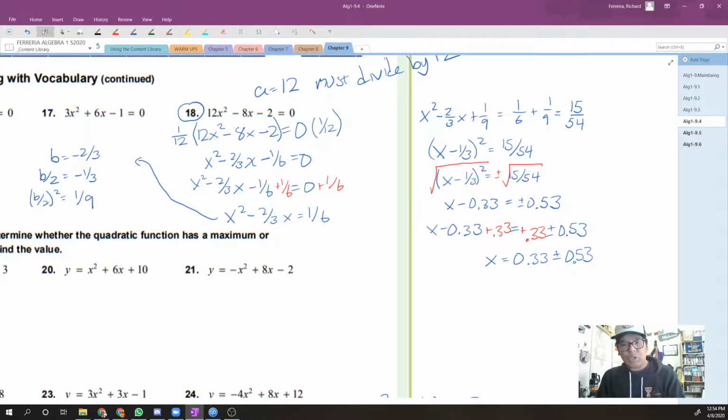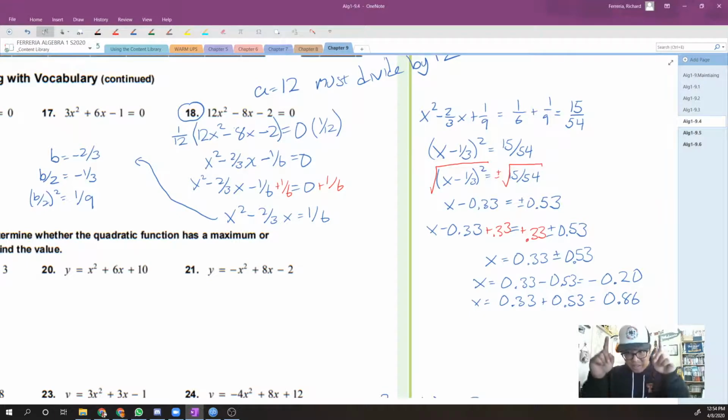Let's break down those two solutions. 0.33 minus 0.53 is negative 0.2, and 0.33 plus 0.53 is 0.86. So that's a lot of decimal work that you had to do here. And then also there was a lot of prep work you needed to do before you even completed the square. But hopefully the completing the square part is pretty easy. We're going to shift gears now as we go to number 20.